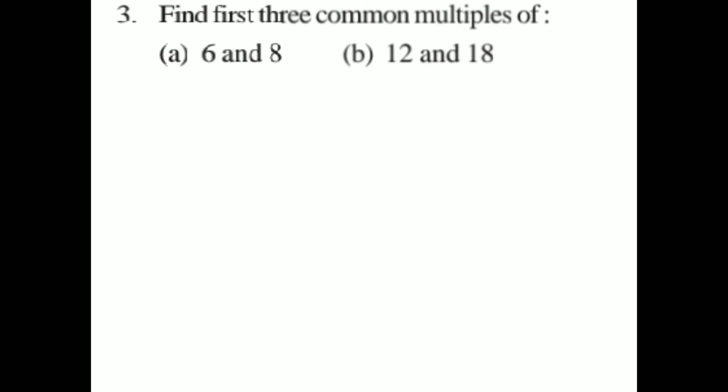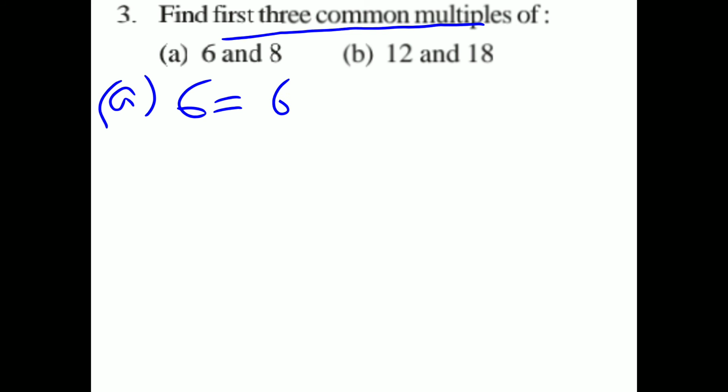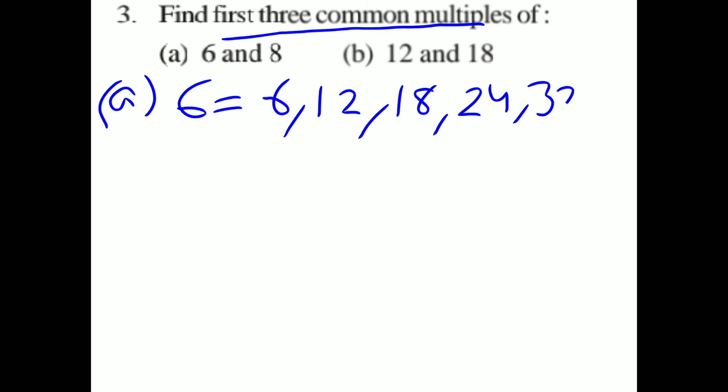Question number 3 is find 3 common multiples. You have to find out 3 common multiples. So firstly we do A part. Multiples mean you have to write down the table first. 6, 12, 18, 24, 30. When you get 3 common multiples, then you have to stop.